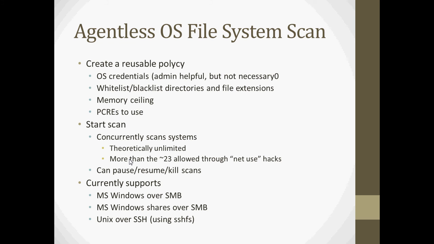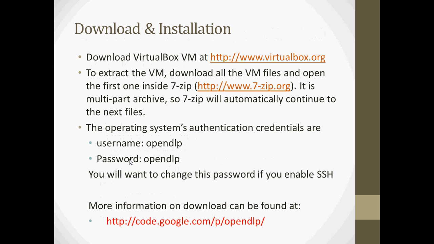Agentless OS file system scan. Create a user policy. Start scans concurrently. You can scan a theoretically unlimited number of operating systems. You can pause, resume, or kill scans. Currently supports Microsoft Windows over SMB, Microsoft Windows shares over SMB too, and Unix over SSH.